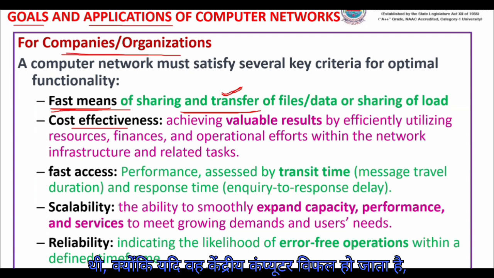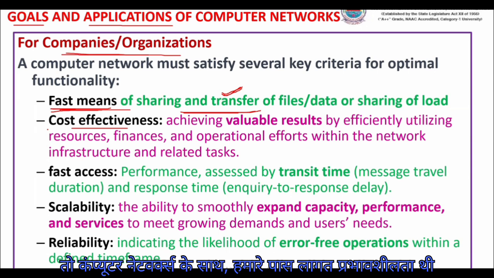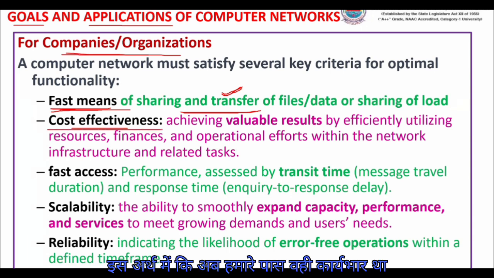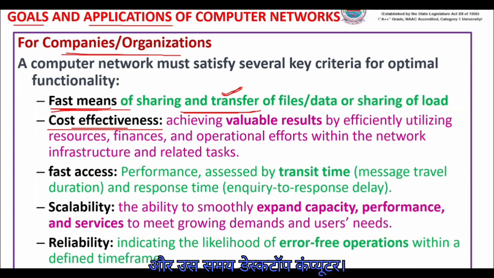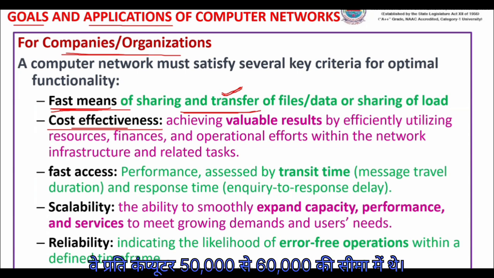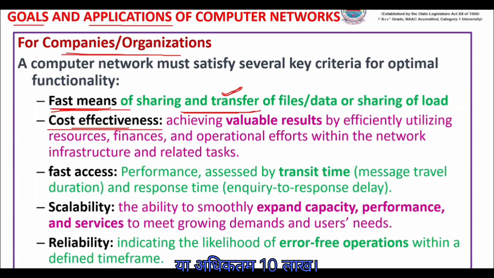And then, of course, there was dependency on that central device, because if that central computer fails, every work will stop. So with computer networks, we had cost effectiveness in the sense that the same workload that was undertaken by one mainframe could be undertaken by 10 low cost desktop computers. At that time they were in the range of 50 to 60,000 per computer. So it would go up to a cost of maybe 5 lakhs or a maximum of 10 lakhs.